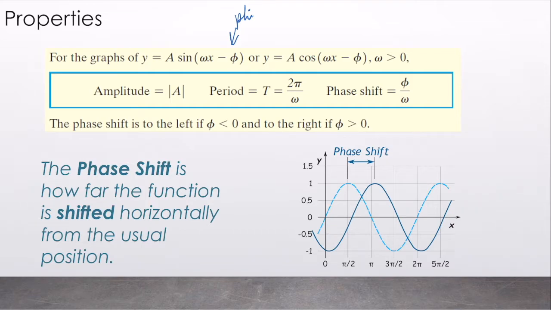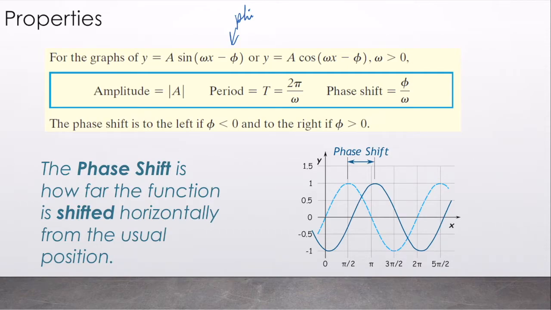We know how to calculate the amplitude and period. We learned that in sections 5.4 and 5.5. But now we're adding something else, which is phase shift, which is phi over omega. The phase shift is to the left if phi is less than 0, and to the right if phi is greater than 0. That's just the same thing we did before for left and right horizontal shifts, right?